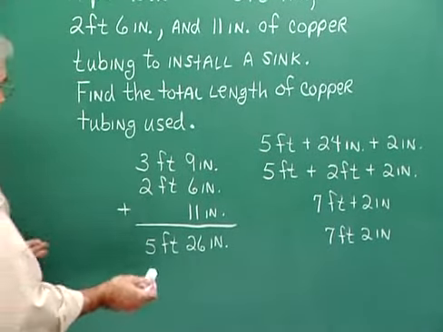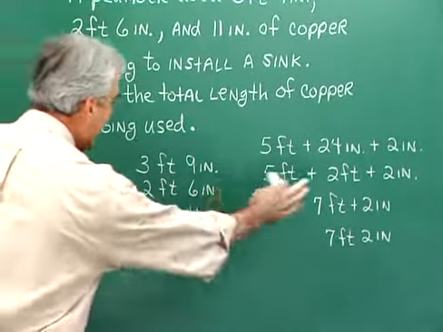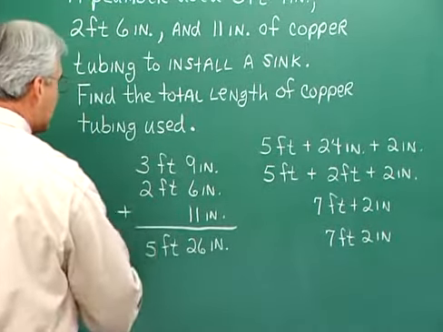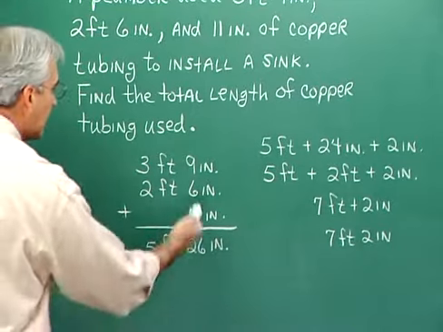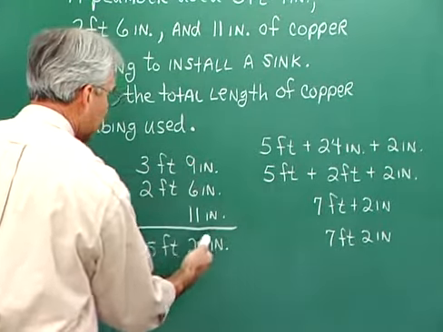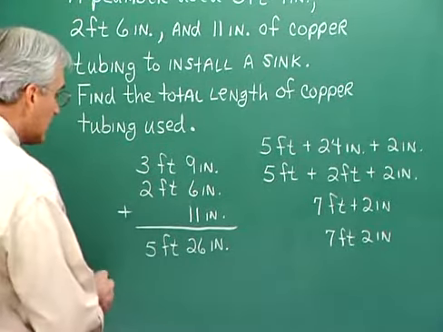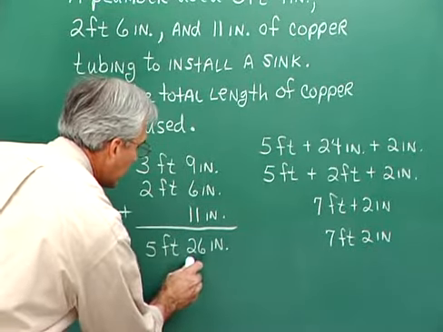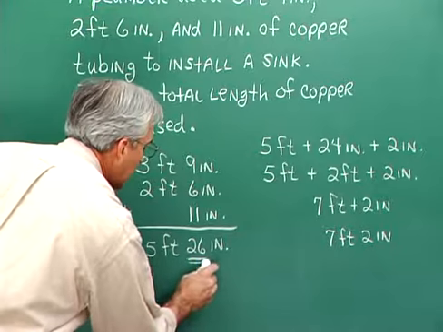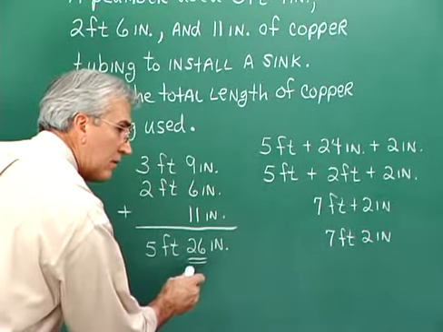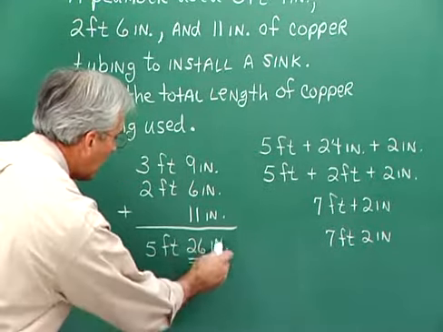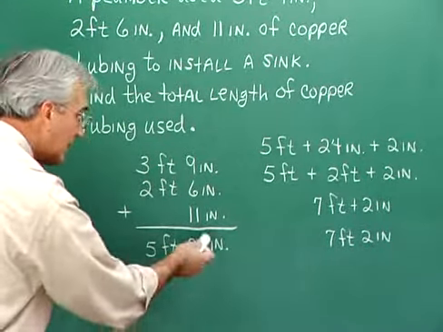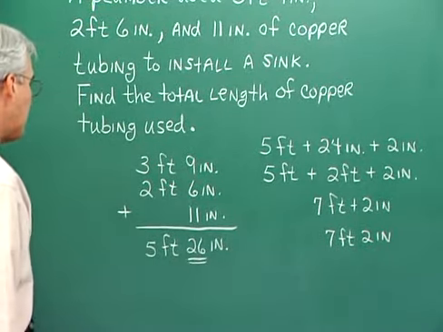Now we're adding vertically. And we can add in either direction here. We don't have to add from the right to the left. 3 and 2 is 5 feet. 9 and 6, 15, and 11 is 26 inches. It's just as simple as that. Now, the important thing here is that we have more inches than makes a foot, and therefore we want to convert as many inches as possible into feet to simplify this expression for the measurement.